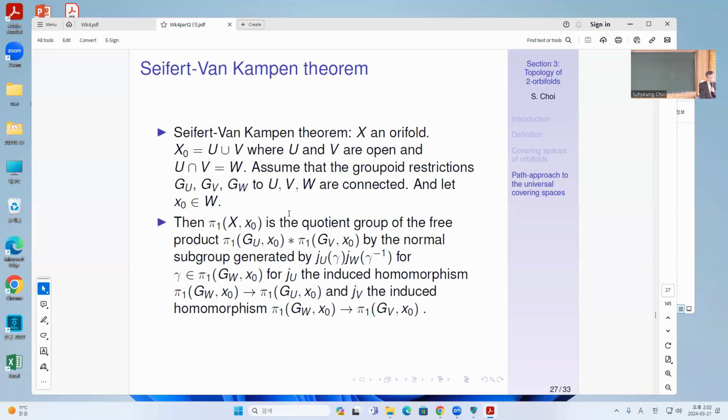Then of course this is a connected orbifold, so the pi1 of X0 is a quotient group of the free product by the normal subgroup generated by this for gamma in here, and then the Ju is the induced homomorphism like this, and the Jb is the induced homomorphism. Okay. So those are all well defined things. So the same idea works in this case.